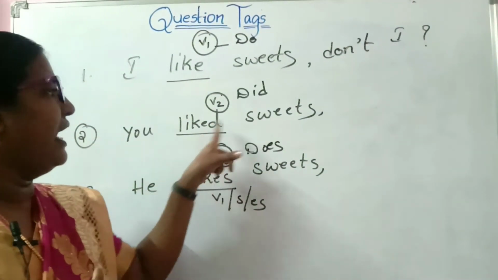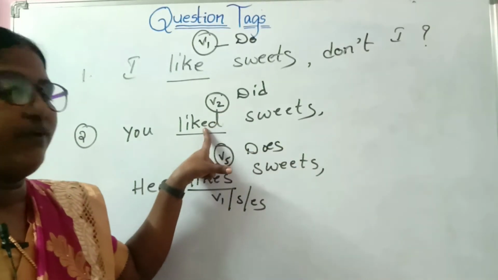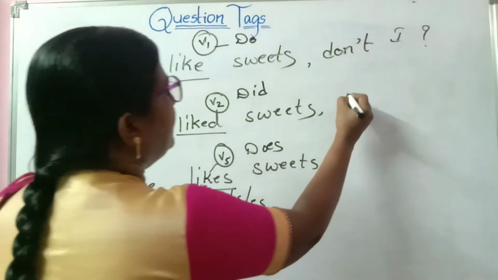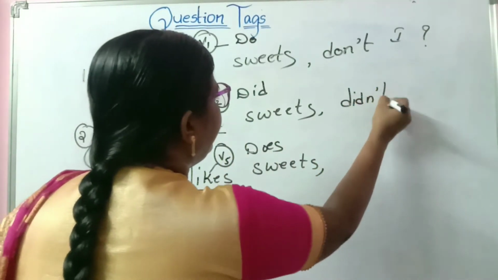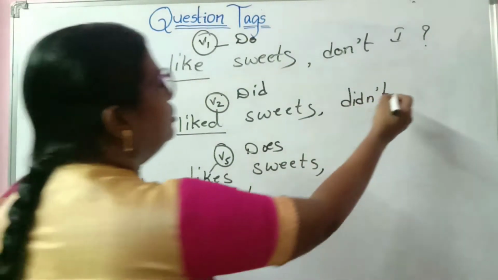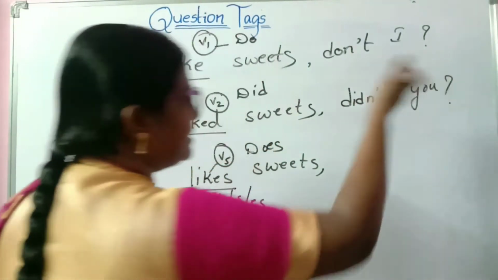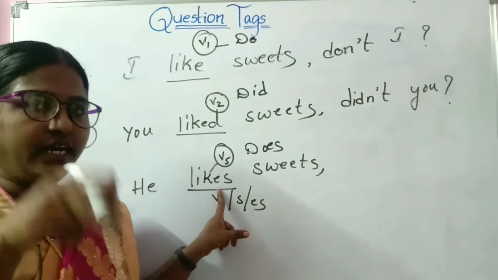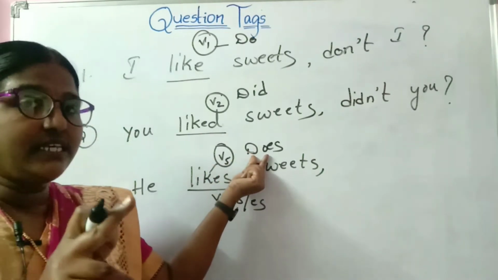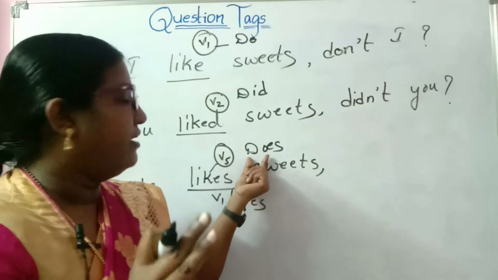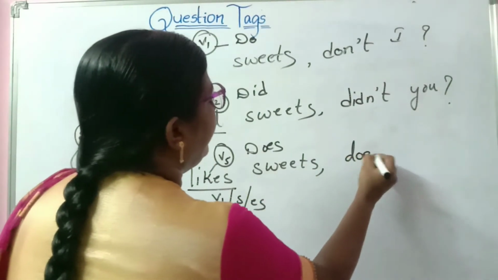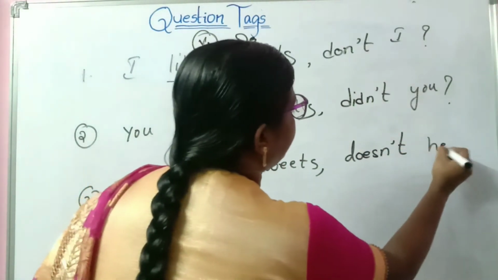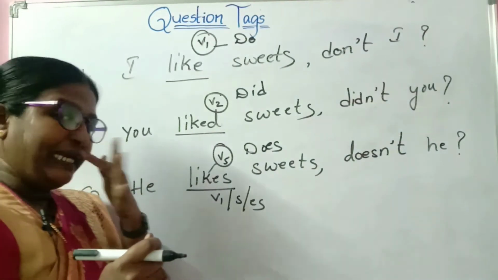Now, you liked sweets. V2 form, past tense. What is the auxiliary we have to take here? Did. Make it negative: didn't. And what is the pronoun here? You. Didn't you? Now, he likes sweets. When S or ES is added to V1 forms, we have to write does, and it is used only with the third person singular pronouns. Does. Make it negative: doesn't. And what is the pronoun? He. Doesn't he?